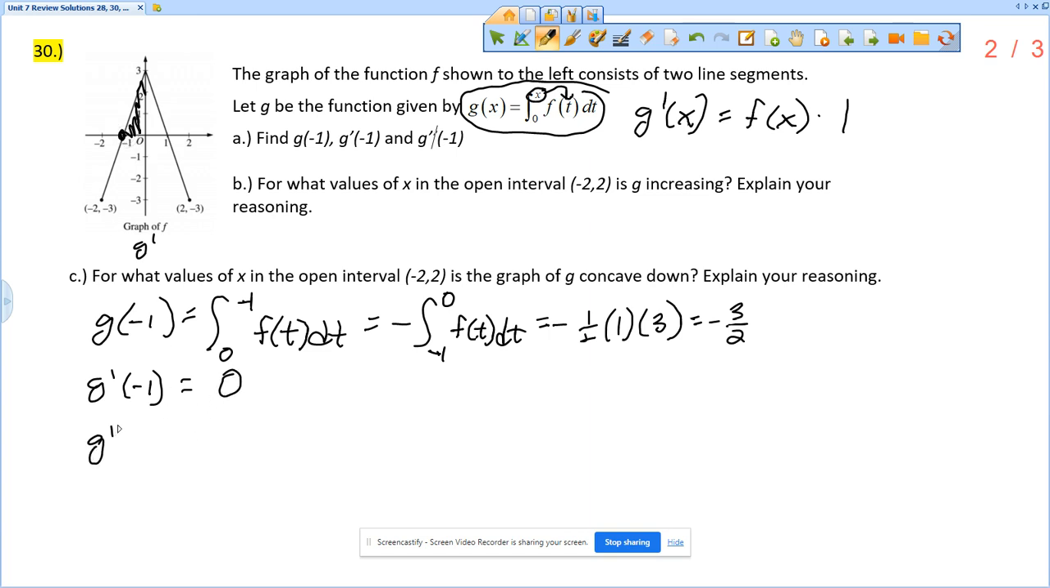Now, g double prime of -1. If g prime is f, then g double prime of x would be f prime of x, right? The derivative of g prime would be the derivative of f. So g double prime of -1 means I'm looking for the slope of this graph at -1. The slope would be 3, right? Because this is a line going up 3 and to the right 1. So the slope should be 3. All right, so that is part A.